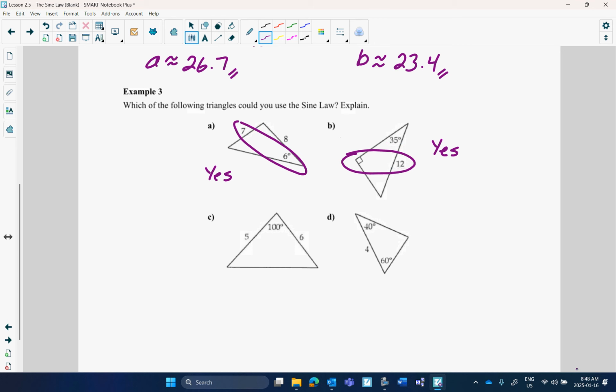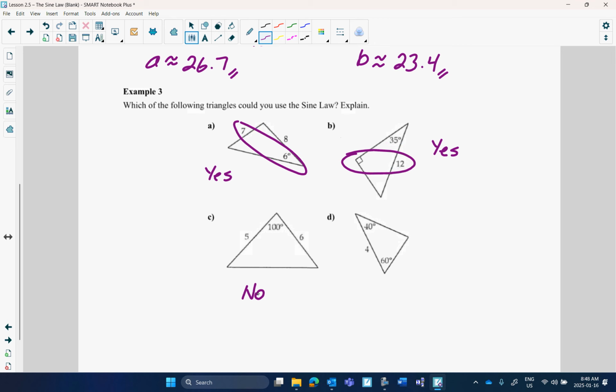How about C? No. I've got one angle, I don't know its opposite side. And if I only know one angle, I can't find the other ones. I gotta know at least two angles to find the third one. So no. Which means we need another law, which we'll talk about next week. That's actually a cosine law one.